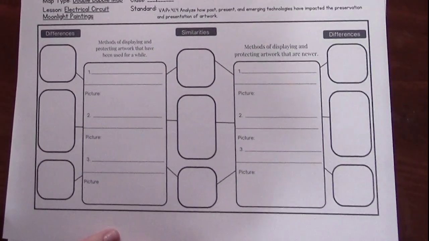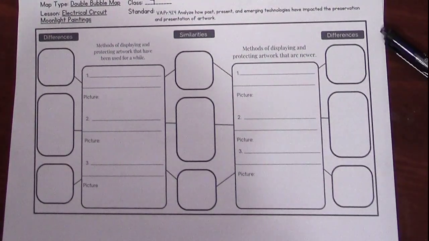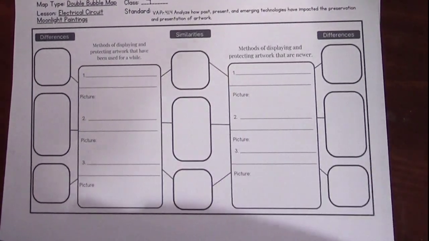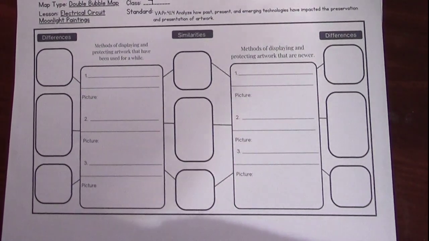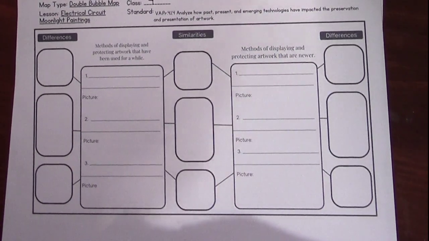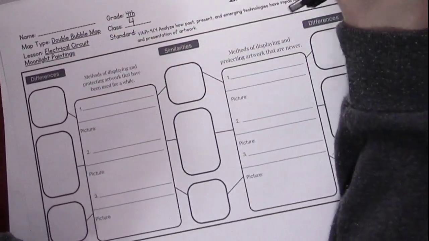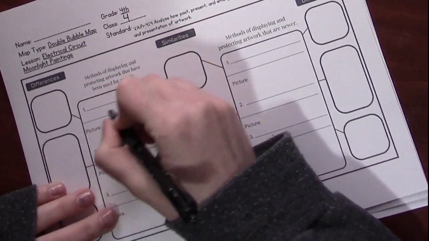So who can raise their hand and tell me one of the ways that they saw in the video that they were displaying and protecting artwork? So raise your hand. Alrighty, if you said they framed the artwork and put it on the walls, that is a perfect answer. You might have said some other things. So you're going to put your answer here, whether it is put art in frames or something else. You write your answer right here.